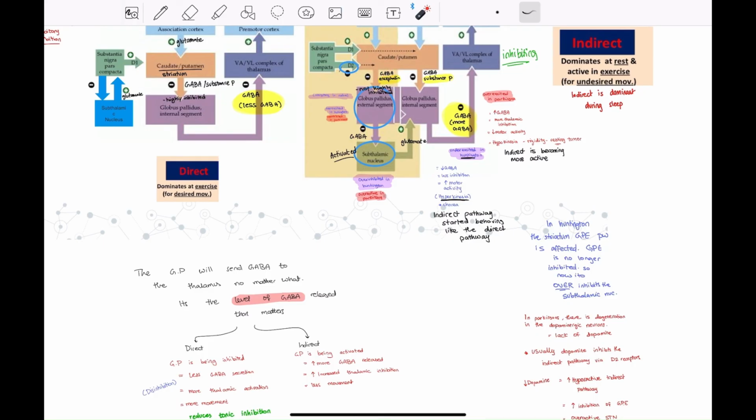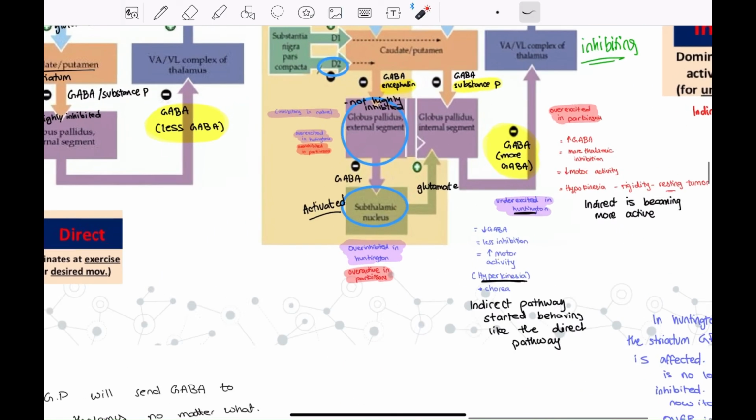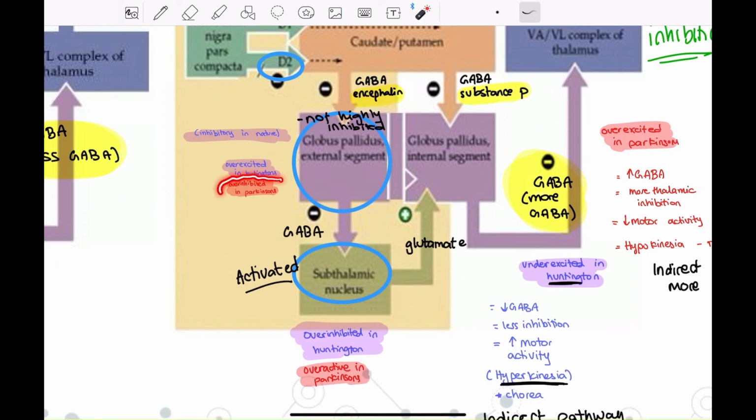But in this case, what's happening? If you have no dopamine at all, that means that your striatum is going to be highly active, right? It's going to be highly active. So what is that going to cause? It's going to cause increased inhibition by increased GABA secretion. It's going to cause increased inhibition of the globus pallidus externus. So as you can see, the globus pallidus externus is going to be over-inhibited in Parkinson's, leading to less GABA secretion by the globus pallidus externus, leading to an overactive subthalamic nucleus.